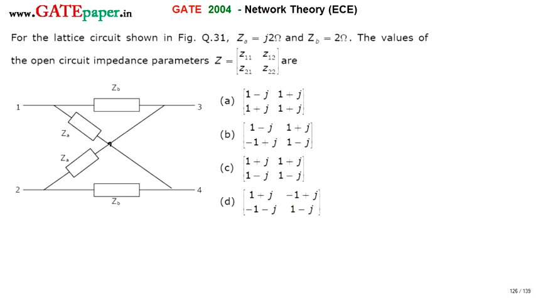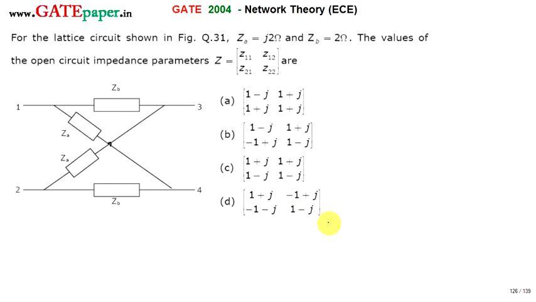Hello, we are discussing the GATE 2004 ECE paper. For the lattice circuit shown, given ZA value is 2j and ZB is 2 ohms. Find the value of impedance parameters, that is Z parameters, of the circuit shown.